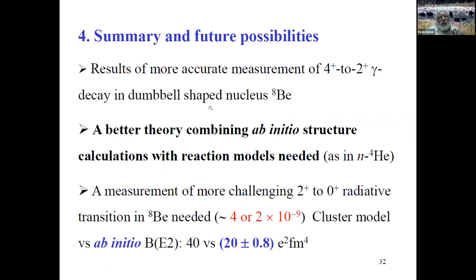So in this slide, I summarize the results of this, and then we go to the future possibility. The results of the more accurate measurement have been given here, but a better theory combining ab initio structure and reaction models is needed.